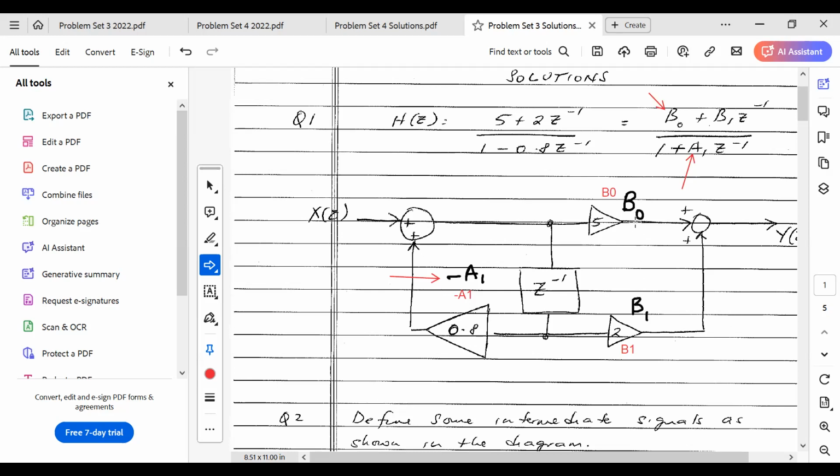I just put some annotation. So B0 here was 5, B1 is 2. If you put minus A1 inside of here, that will be 0.8, so minus A1 is 0.8, and then you have to put a plus sign inside of here.